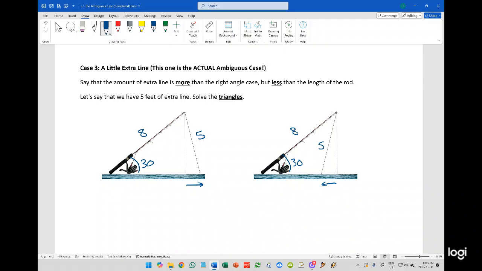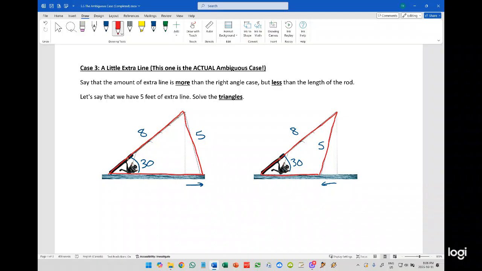So those are really two different triangles. This one looks like this, and this one looks like this. Essentially, if the question is, you're holding your rod 30 degrees above the horizontal, your rod is 8 feet long, and there's 5 feet of line out, what's the triangle look like? There's two possible answers. This comes down to the idea that when we solve the sine law, when we solve for sine theta equals a number, there's two possible thetas, one in quadrant 1 and one in quadrant 2, that could be the answer.